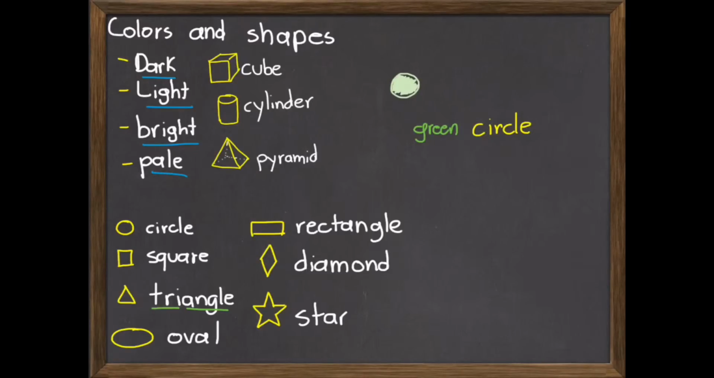You could say it's a green circle, but if you want to be more precise, you could say it's a pale green circle. Doesn't have much color, you know it's green, so you could say it's a pale green circle. That's how you use these words. That's how you use the words that describe colors and shapes.